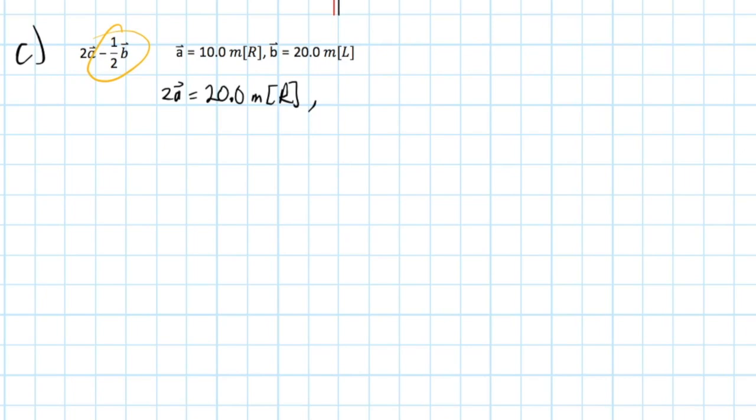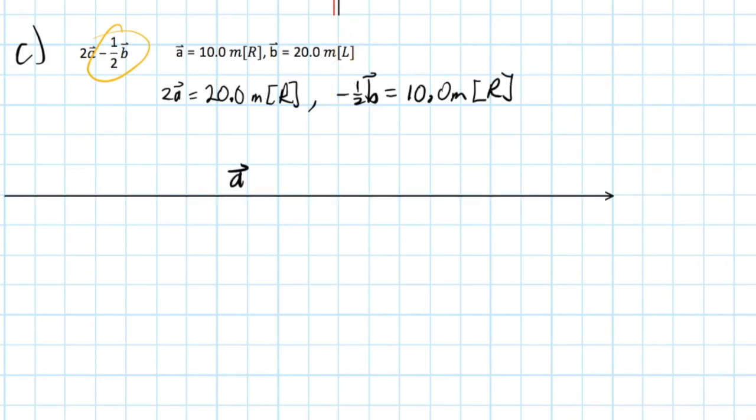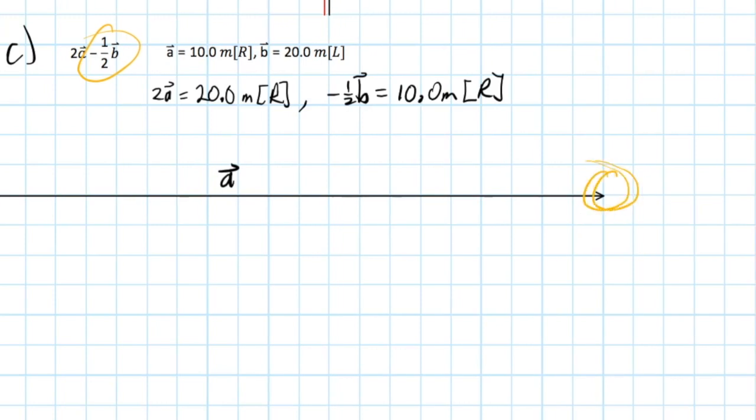Next, let's talk about negative half B. Let's talk about the half first of all. Since B has a magnitude of 20, half B would have a magnitude of 10. And since B was going to the left, the negative means that this is going to the right. And now we sketch. So there's our vector A, 20 tiles to the right. Again, we attach vector B to the head of vector A.